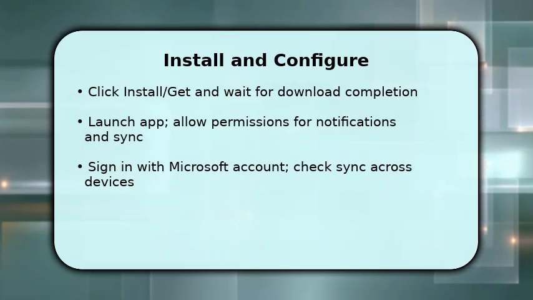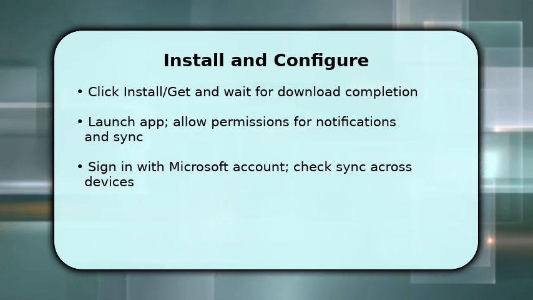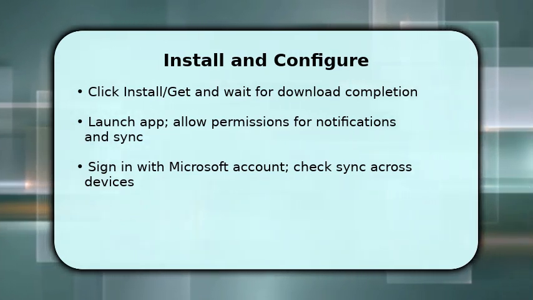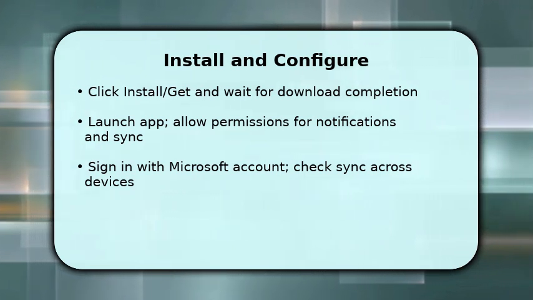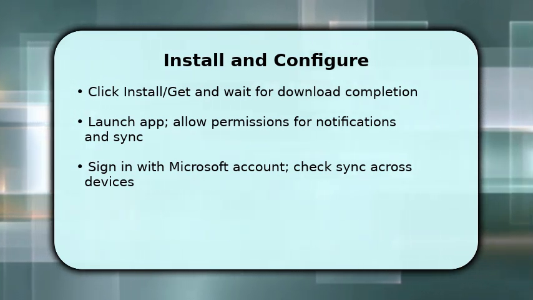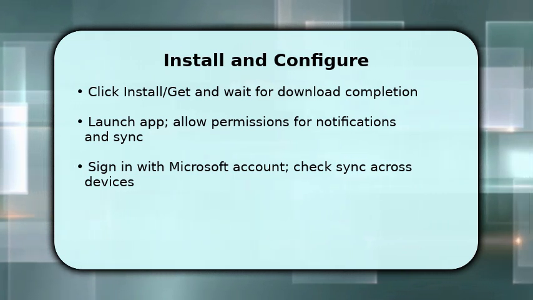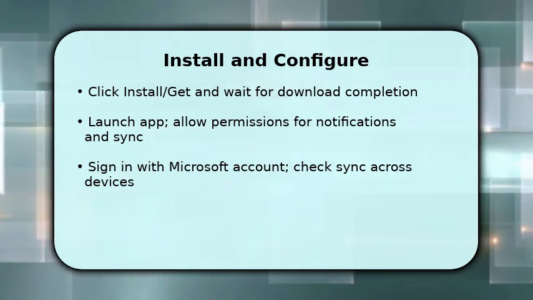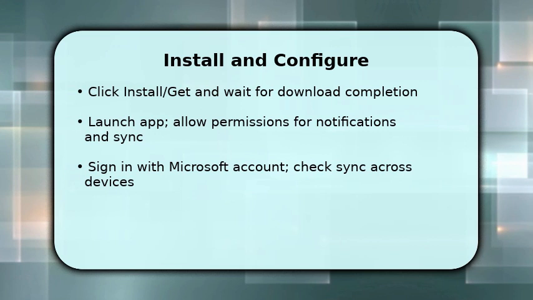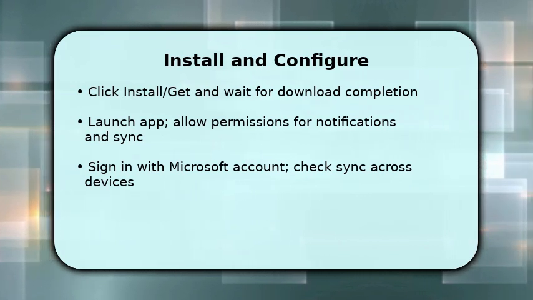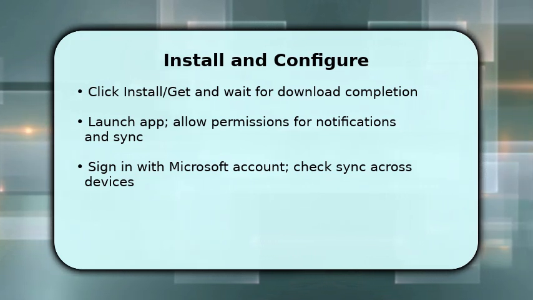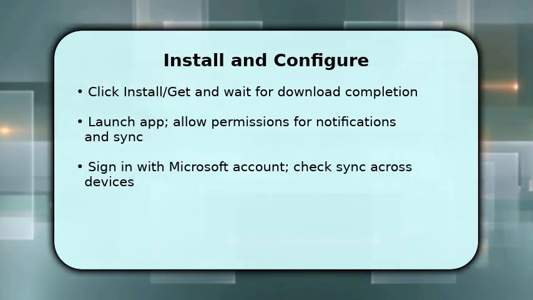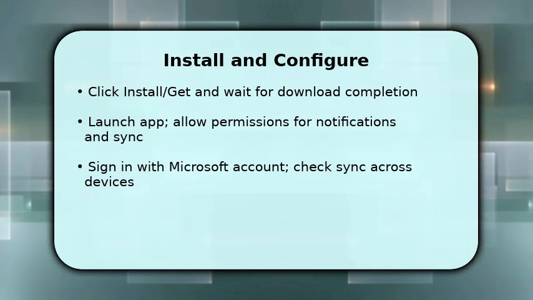Now click Install or Get and wait for the download to finish. Once the app is installed, launch Microsoft To Do and grant permissions for notifications and background sync so your tasks stay current. Sign in with your Microsoft account. This links lists and reminders. Make sure to customize sync frequency in settings if you need faster updates. If you use multiple accounts, pick the one with your primary lists to avoid fragmentation. That completes setup and prepares you for subtle tweaks.